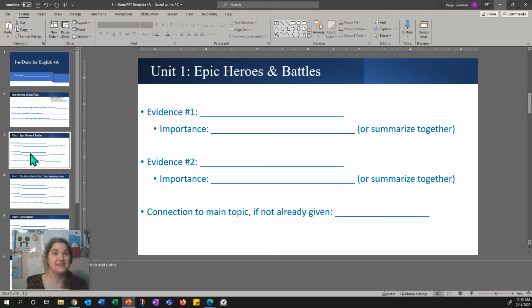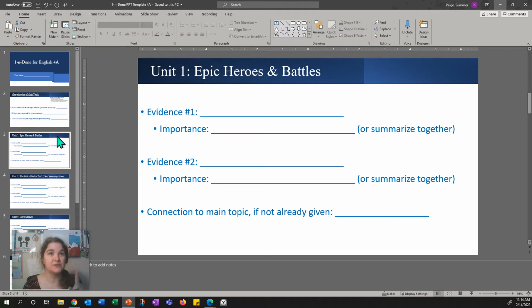The next piece is these unit pieces themselves. I wrote on here for English 4A what the units are, as far as the main ideas that we covered in the class. Unit 1 is about epic heroes and battles. Unit 2 is about the Wife of Bath's tale, which is within the Canterbury Tales, that kind of thing.